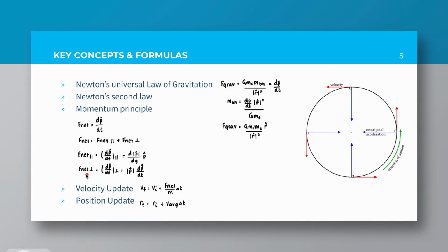We'll be applying this in part 1 by finding the measurements for the parallel, perpendicular, and net forces. And then we're going to use these, as well as Newton's universal law of gravitation, to calculate the mass of the black hole, specifically using this formula over here. Then we've also got the velocity update formula and the position update formula, which we'll be using mainly in part 2, in the computational model to predict the object's position and velocity as a function of time.